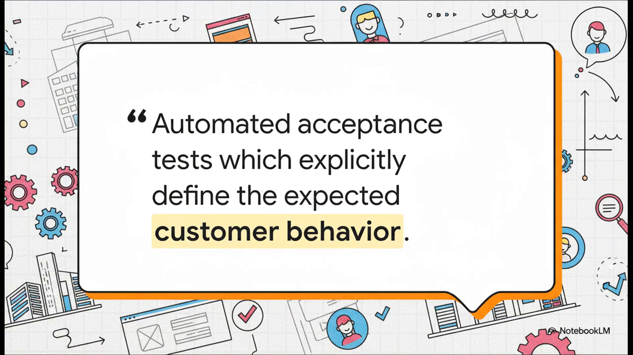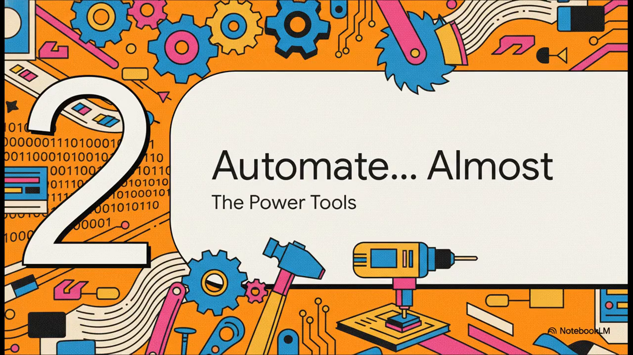And finally, we can zoom out to acceptance test-driven development. This is all about the user's experience. These tests are written in plain language, describing what should happen from a customer's point of view. For instance, when I put an item in my cart and hit checkout, I should land on the payment screen. This makes sure the final building isn't just structurally sound, but it's also exactly what the client, the user, actually wanted.